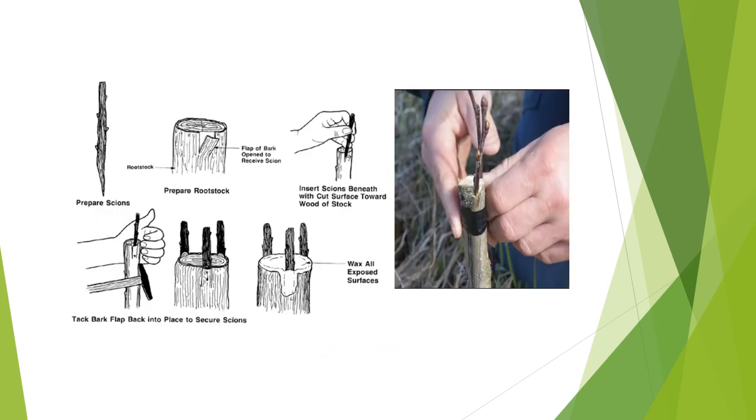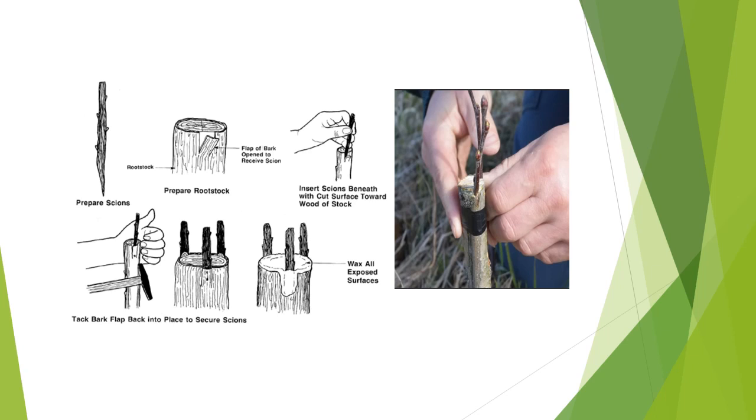How is it done? You prepare a scion, you flip off the bark, and then you insert the scion, with this side facing towards the cambium. Then you reunite the bark over it, and put wax or clay over it. If you are putting three of these scions on a rootstock through the bark and covering it, this will be the new plant produced from the rootstock. This is called bark grafting.